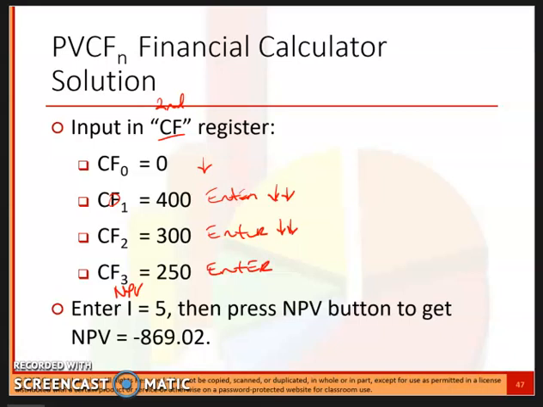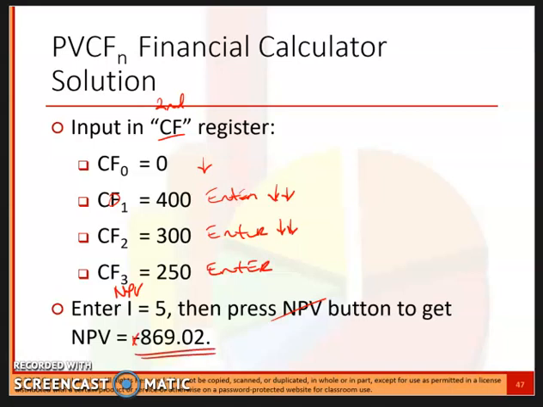You press the NPV first because the book is kind of stupid when it comes to calculators. They recommend using the BA II Plus, but they don't exactly show how to use it. It'll come out I equals 0. You enter 5, enter, go down arrow to NPV. It'll display NPV equals 0, and then hit compute, and it will display NPV equals 869.02, and there will not be a negative.